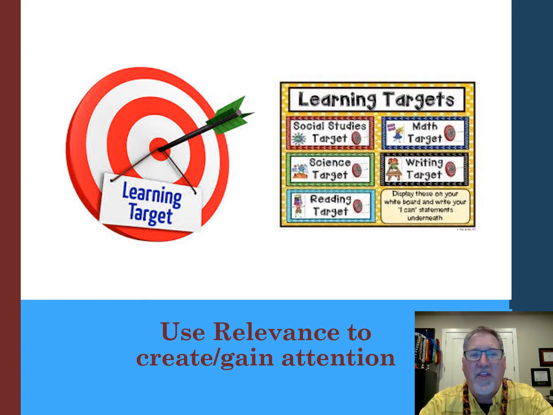So the first part of that, and the first bullet in the 4 habits rubric here under what to learn, is the learning target. How can we use relevance to create or gain attention? The brain's ready to pay attention. We've got a little bit of time at the beginning of a lesson to try to get their attention, try to create relevance for the students or gain their attention in some way.